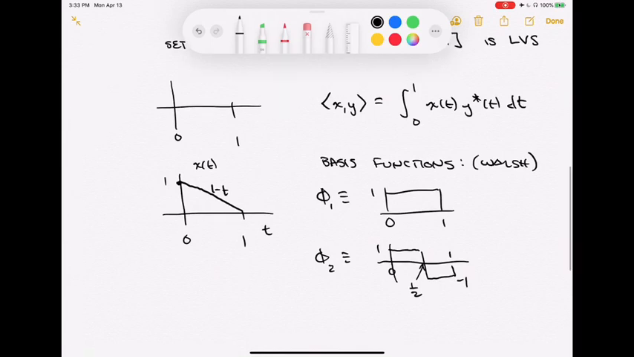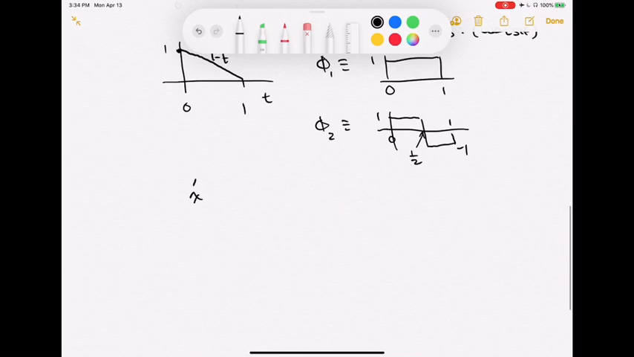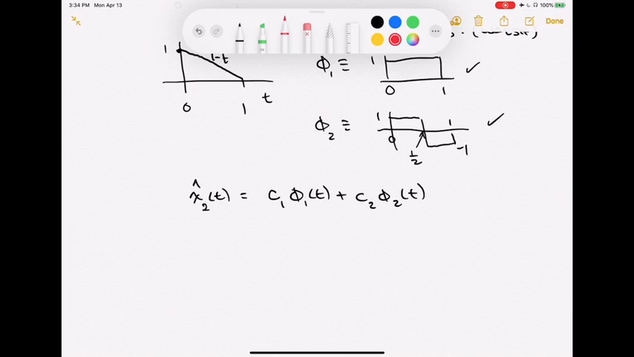So here's what I would like to do. I would like to estimate x using two terms, as some constant c1 times my phi1 of t plus some constant c2 times phi2 of t. I know what phi1 is, and I know what phi2 is. The only thing I don't know is what those coefficients c1 and c2 are. I do know the signal I'm looking for, and we know the building blocks. We just need those coefficients.